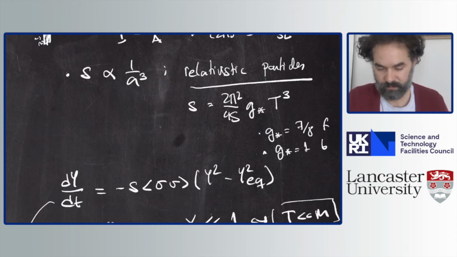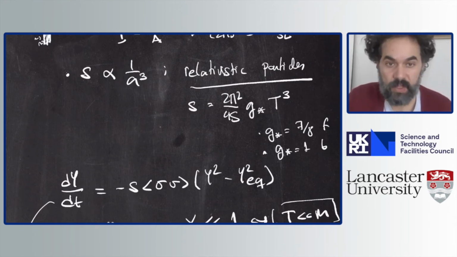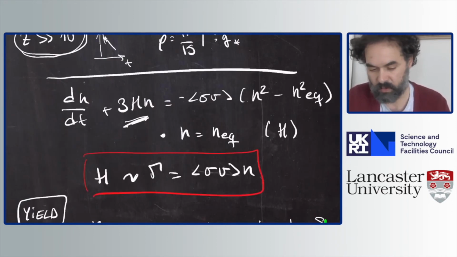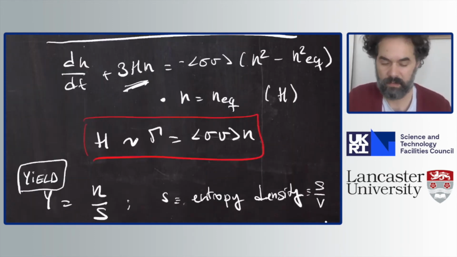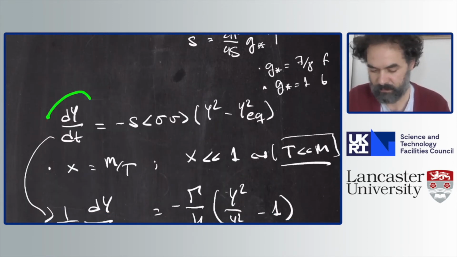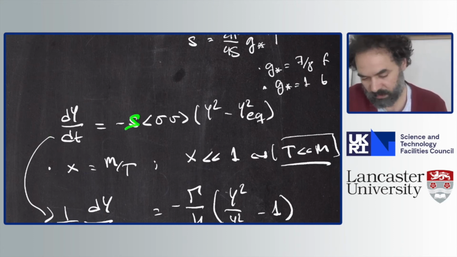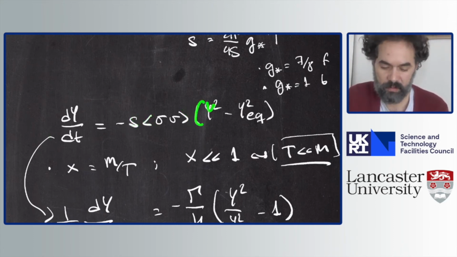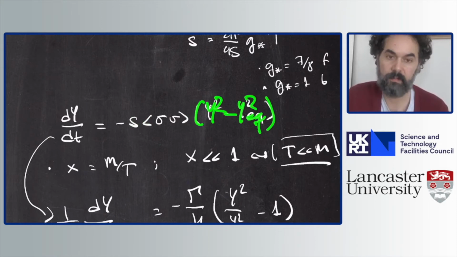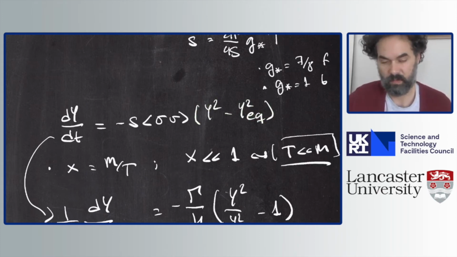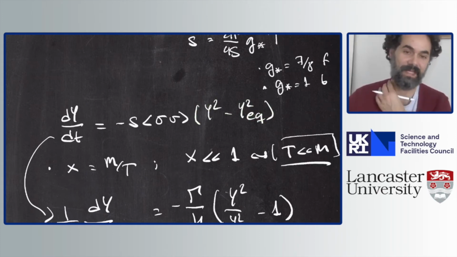When you put the equation that we had before in terms of the yield, the good thing is that we absorb this term here, and the time dependence of the yield is given simply by the derivative of Y with respect to t equals entropy times average cross section times Y squared minus Y equilibrium squared. This is what it is. It takes some algebra to do it. It's not particularly illuminating to go through it, so I let you do it yourselves.